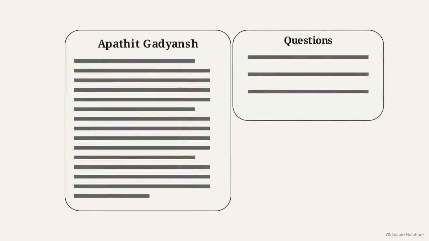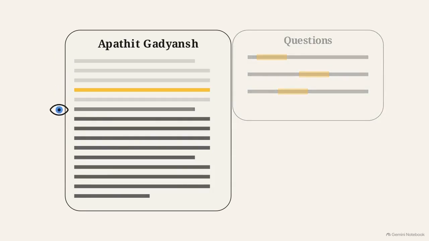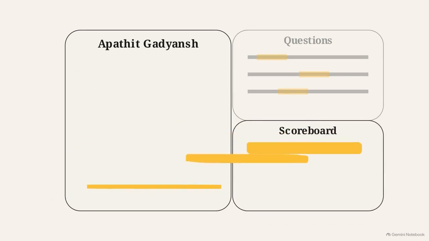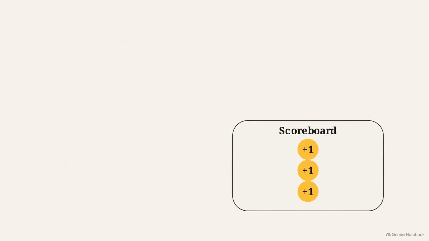For the unseen passages, the Apathit Gadyansh, scan the questions first. When you look at the passage, you'll know exactly what you're hunting for. This reverse reading method acts as a filter, stripping away surrounding text to pull exact scoring lines directly.